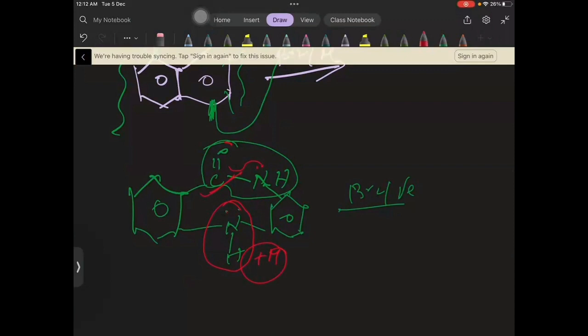So if the mesomeric effect is more here, then ortho, meta, para, at these positions the bromine will attach here, correct or not? So ortho, meta, para, at these positions bromine will attach here.